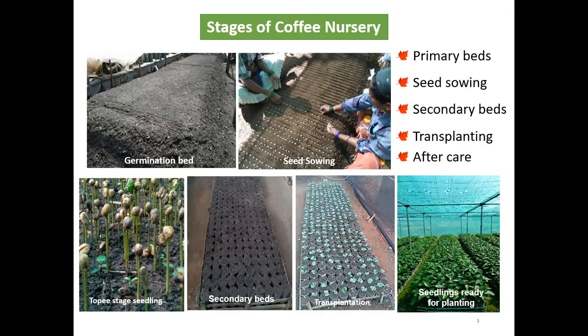So coming to coffee nursery, it includes primary beds, also called germination beds, where the seeds are sown and provided with the optimal conditions, that is, covering the seed beds with the paddy straw. It will provide the optimal conditions for the germination. And after 45 days, the seedlings attain germination. And once the seedlings attain topi stage, they will be transplanted into the polybasket nursery, or it is also called as secondary nursery. And there it will be taken care up to 6 to 8 months till they are taken into the field for planting.